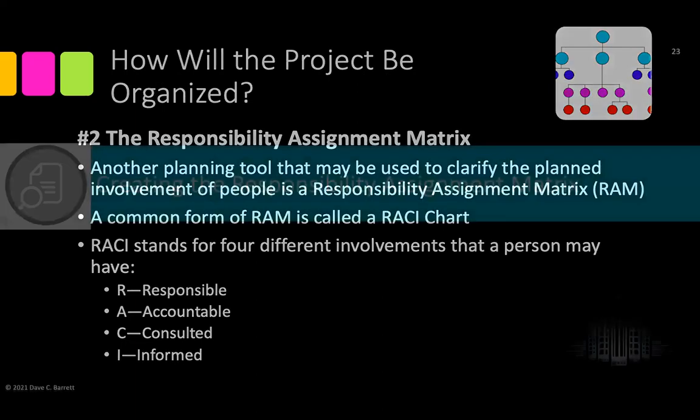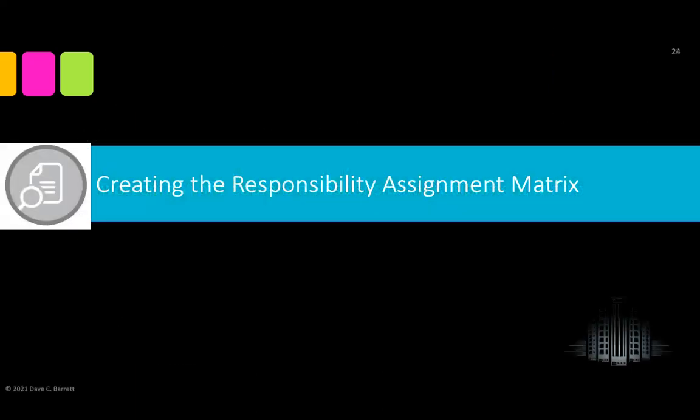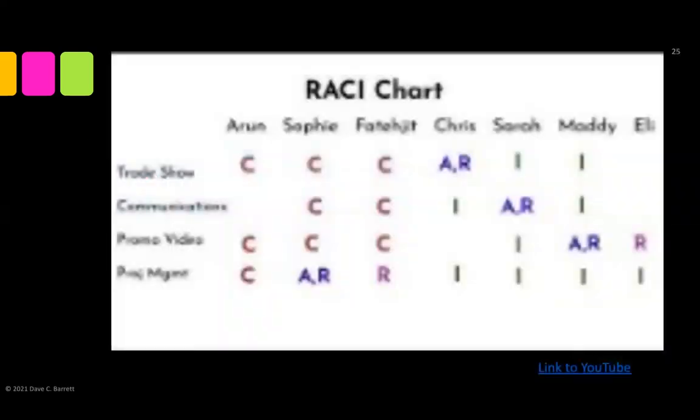Now, how to create that? It looks like this. You write the names of the people, and then we have different types of tasks. Like trade show, who is consulted? These three. Who is accountable and responsible? This time, Chris is accountable also and responsible also. Okay, that's how we write a RACI chart.